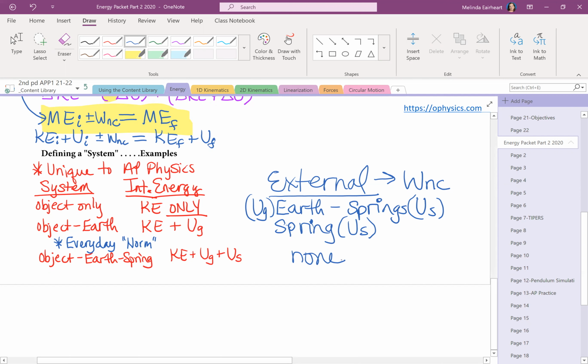Does it kind of make sense? That's the goal right here. Read carefully, read slowly. Somewhere along the way, multiple choice, free response, they'll distinguish how your system is defined, okay? And yes, it matters. Don't worry, we'll practice.